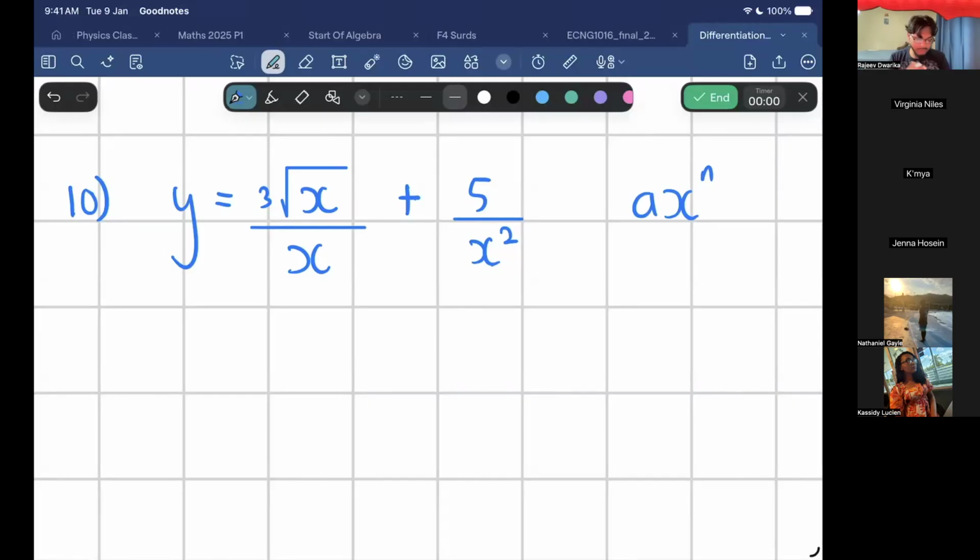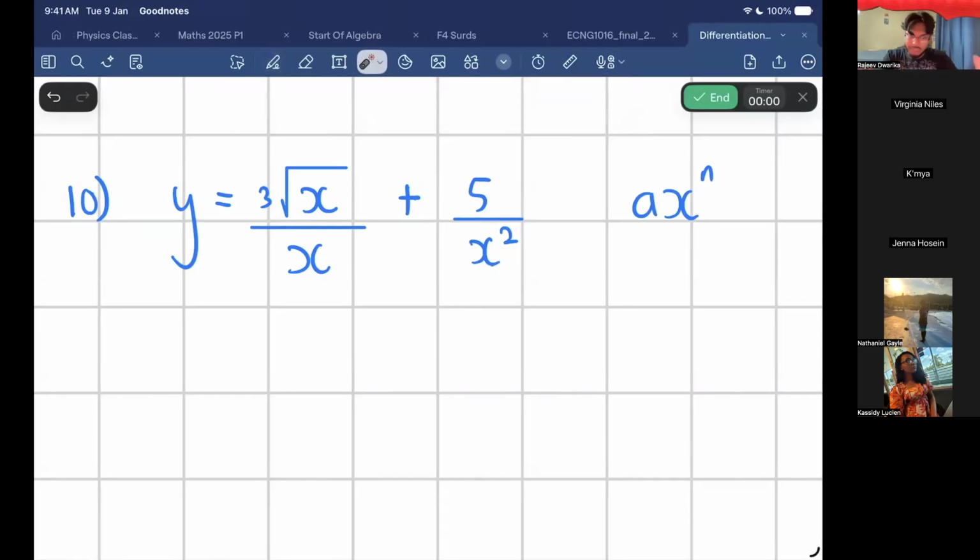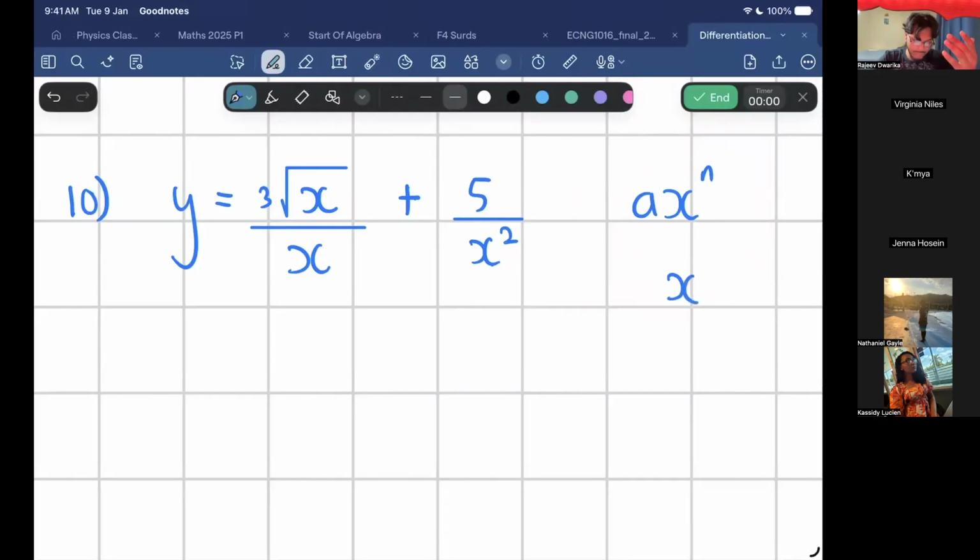Cool. So Virginia, before I can differentiate this, it first needs to be in the form ax to the power n. If not ax to the power n, that's okay. It just has to be x to some power. So before I can do anything, I need to write it as x to some power. I did not differentiate yet, so I'm going to write back y. Tell me, Virginia, the cube root of x is the same thing as x to what power? A third.